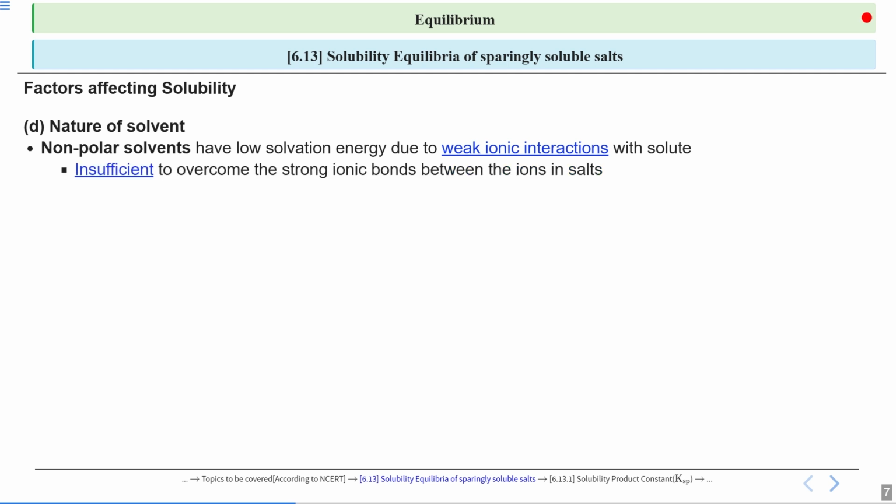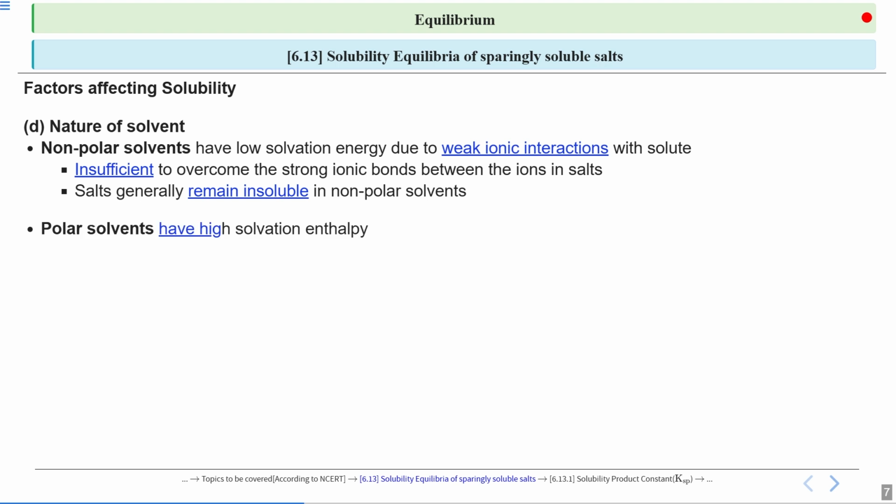And if the solvation energy is less, it means less energy is released during the process. That means your ionic solid will not be soluble in your non-polar solvent, due to the insufficient amount of energy released during the solvation process. Then we can put a general statement here: salts are generally insoluble in non-polar solvents. What about the polar solvent?